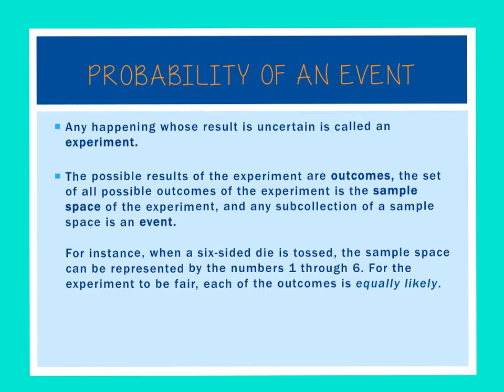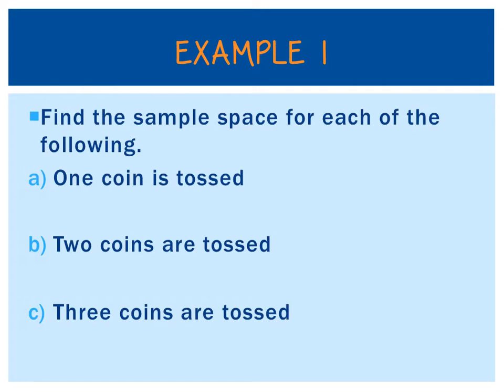When a 6-sided die is tossed, the sample space is represented by all the choices you can get, which would be 1 through 6. And then an outcome would be that you roll a 1, or you roll a 2, or you roll a 3, or you roll an even, or you roll an odd. For the experiment to be fair, each of the outcomes is considered equally likely. Obviously, other than that, it's rigged. So we consider that to be a fair event.